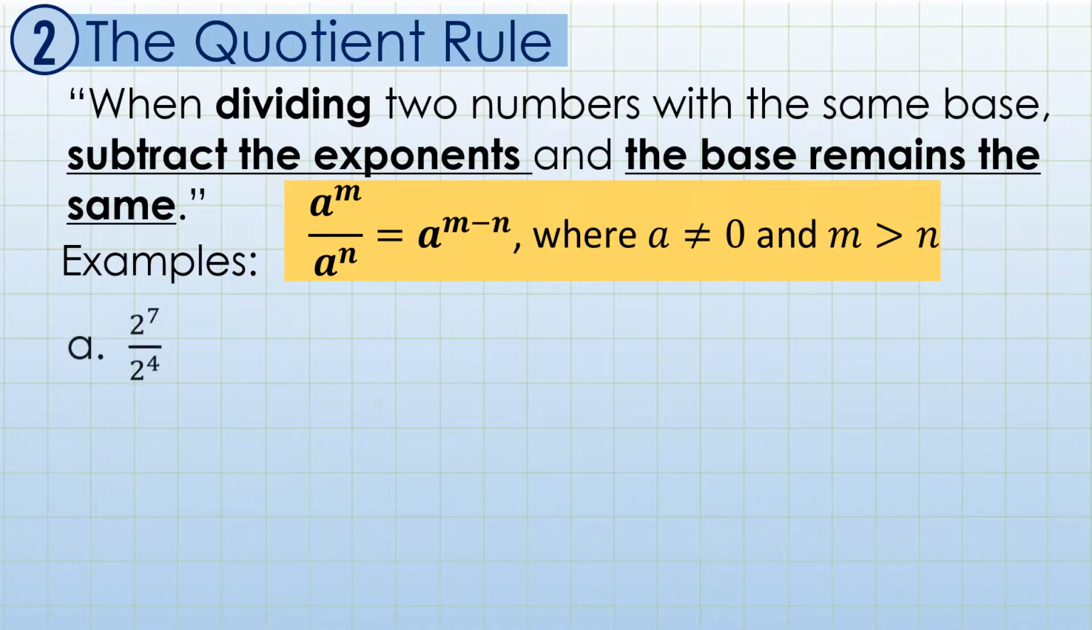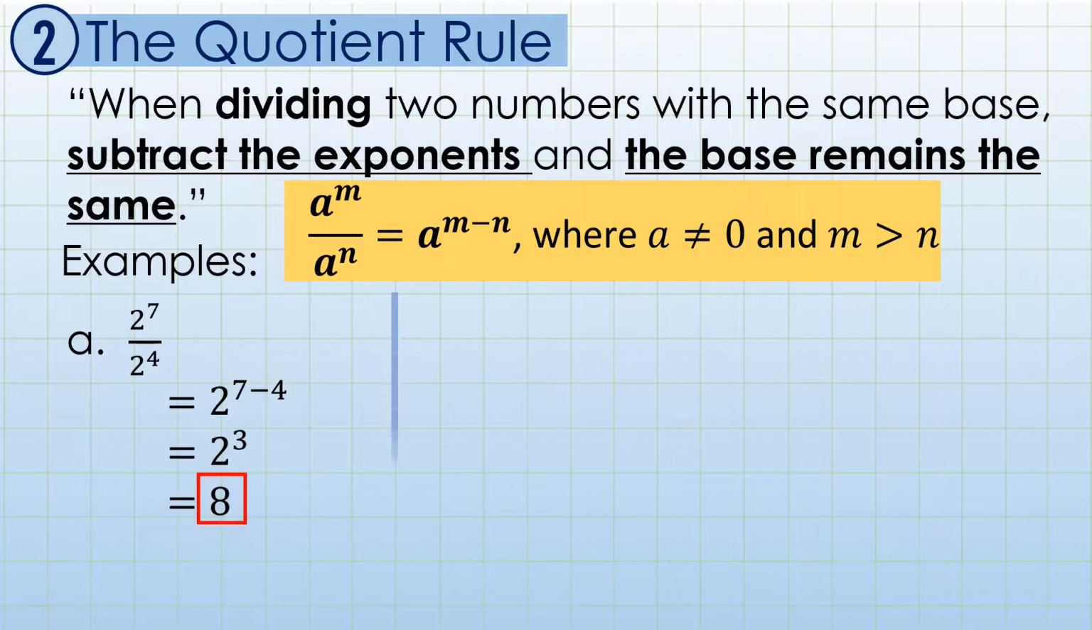Example, 2 to the 7th over 2 to the 4th. So, ang gawin natin, dahil pareho yung base nila, 2, 2, kokopyahin yung base na 2, tapos yung 7 saka 4, ipag-subtract natin. Pero dapat mauna yung nasa numerator. Kaya magiging 2 raised to 7 minus 4. Simplify natin yan, magiging 2 cubed. Final answer? Correct, 8.